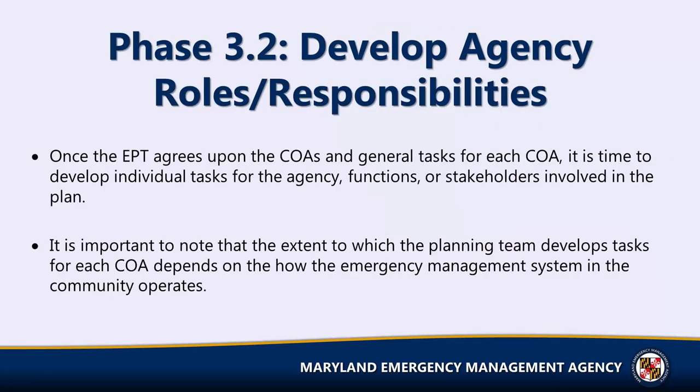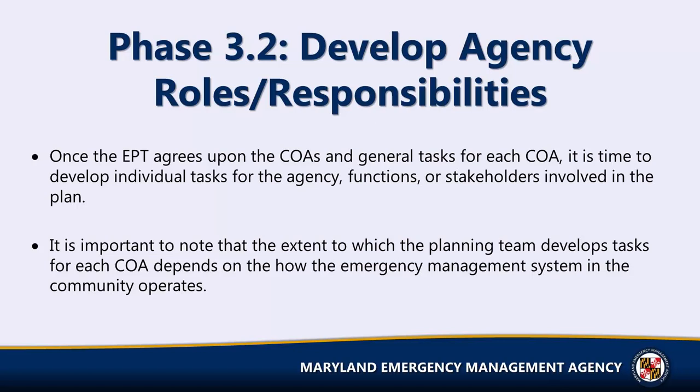Once the expanded planning team agrees upon the COAs and general tasks for each COA, it is time to develop individual tasks for the agency, functions, or stakeholders involved in the plan. As noted earlier in the course, each agency that is part of the planning team brings to bear their own agency's capabilities and subject matter expertise. At this point, the planning team is ready to assign specific roles and tasks to agencies or functional components. This step must be a collaborative effort between all agencies within the expanded planning team.